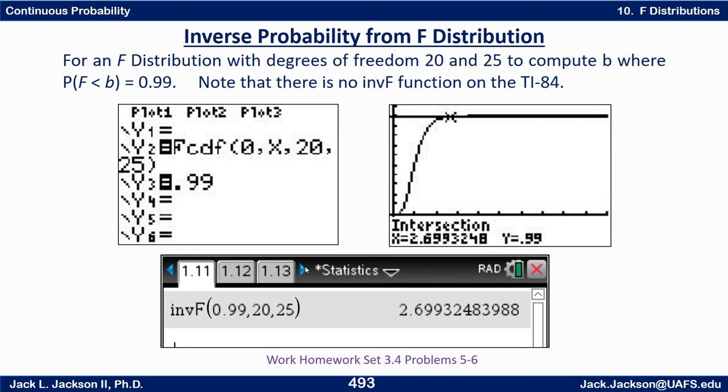Okay, there it is with the right numbers now on the home screen of the TI Inspire. The TI Inspire has an inverse F, so it's a lot easier to do on that one. You just type it in like you do the inverse T or the inverse normal. You give it the left probability, you pass it those two degrees of freedom as well, and you get the same number that you got the other way.